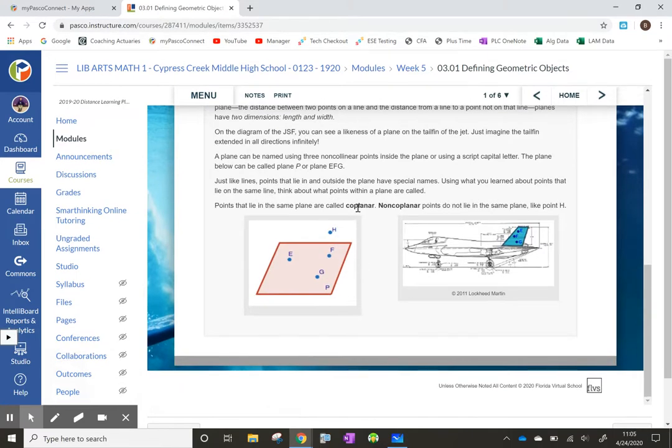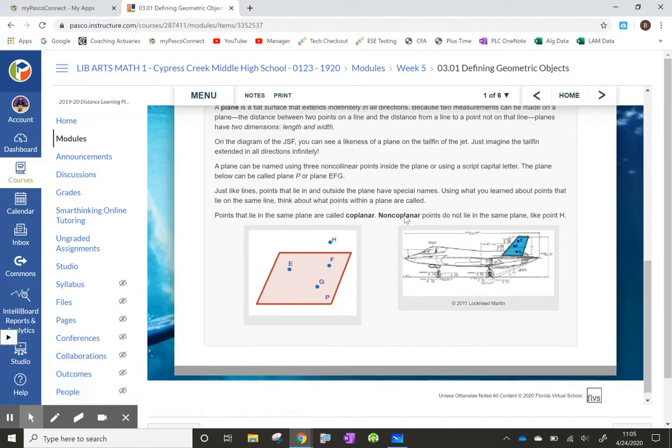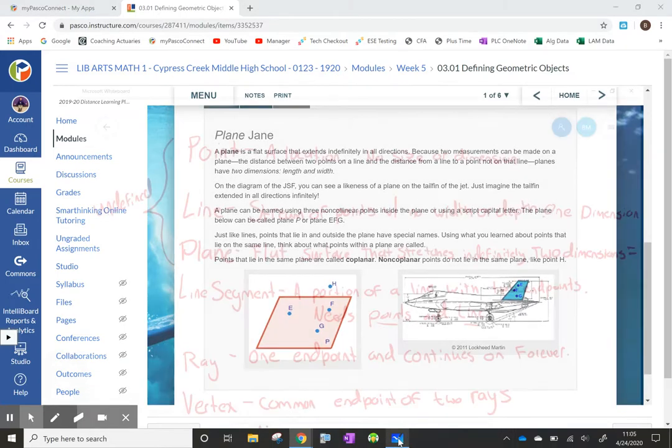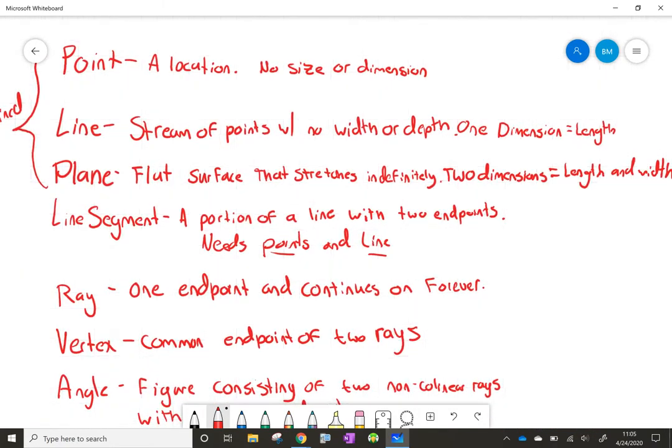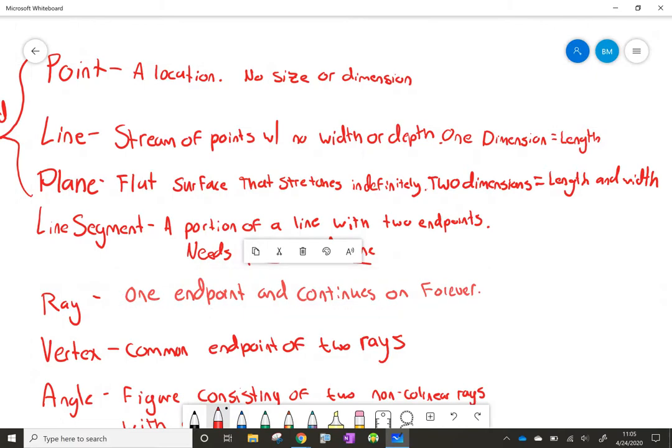So another definition or two to write down: coplanar and non-coplanar. I did not put that on my cheat sheet here, but it is something to probably make note of.